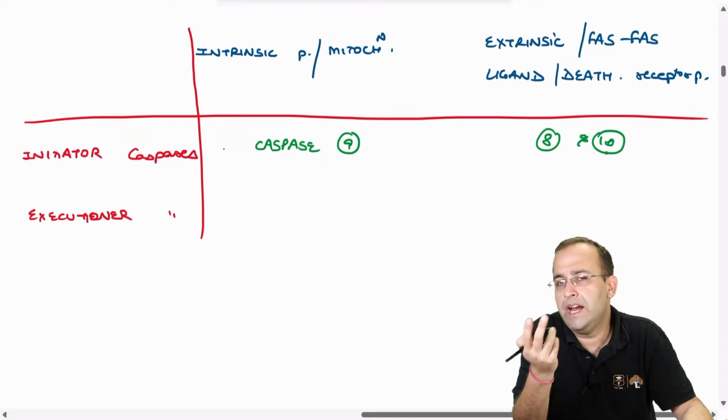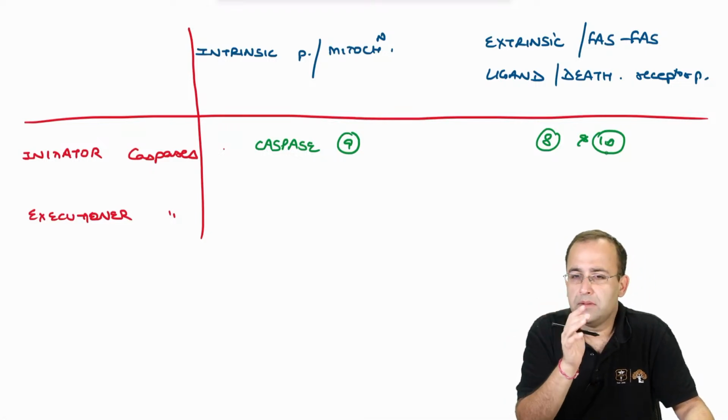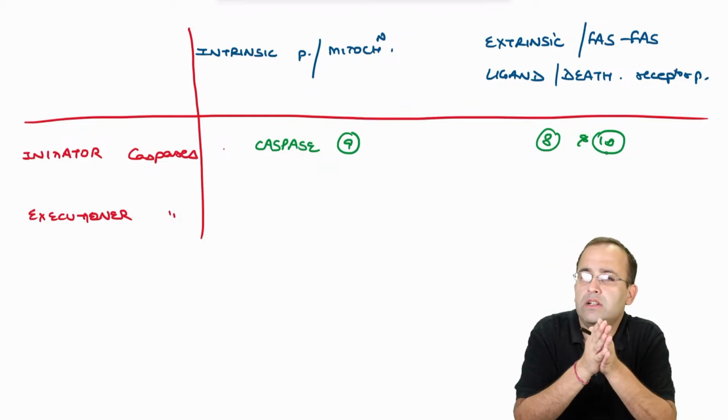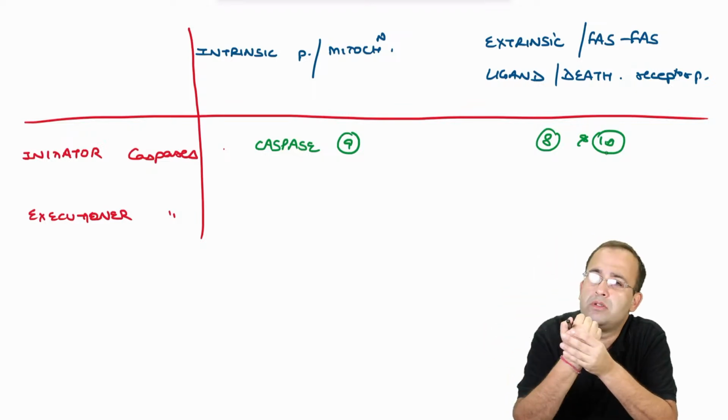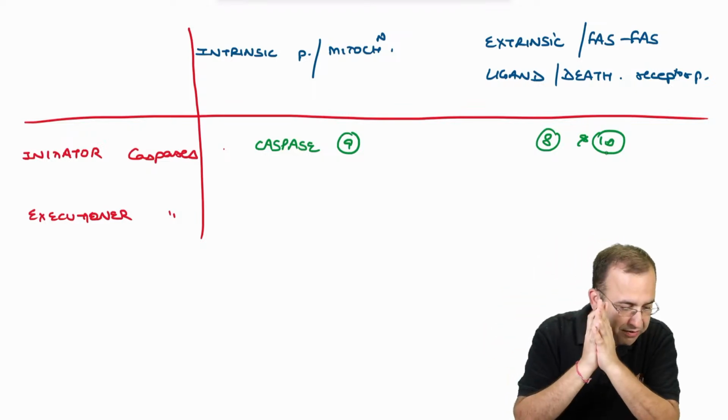Two friends, 8 and 10, came from outside. It is a party at my place, so I will sit in the center. Caspase 9 is the initiator caspase of the intrinsic pathway. Caspases 8 and 10, the two friends, came from outside. Now in the party, everybody will have the same food.